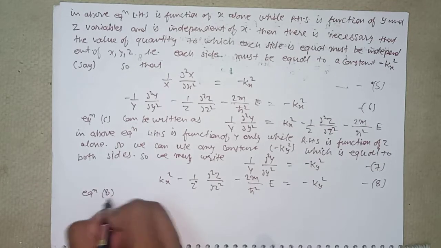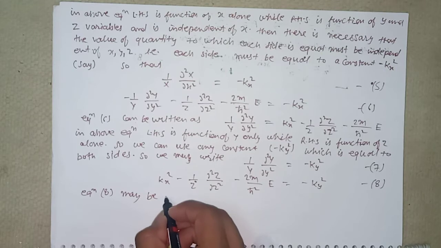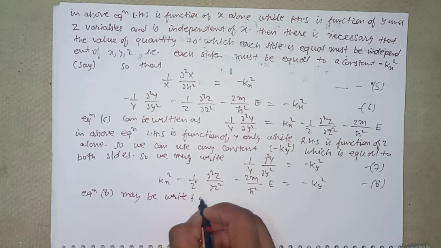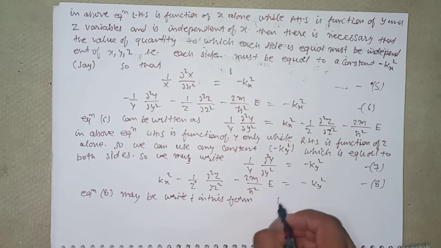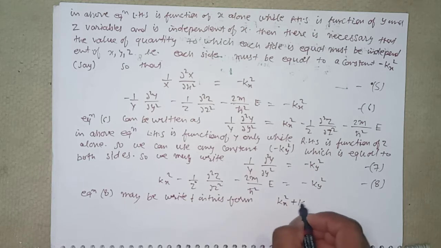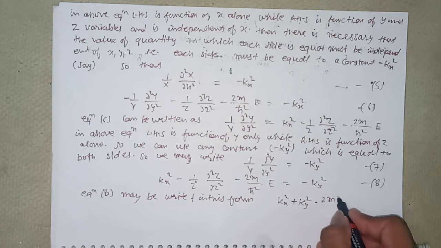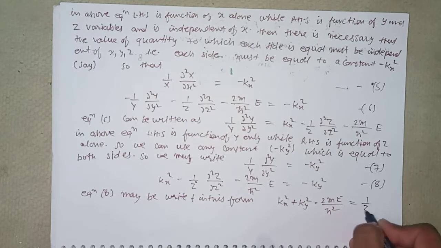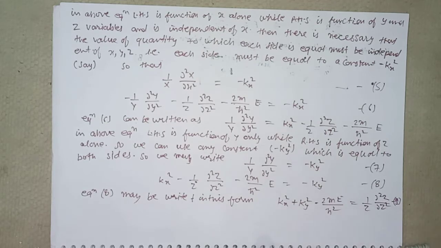Equation 8 may be written in this form: kx square plus ky square minus 2me over h cut square is equal to 1 by z del 2z over del z square. Equation number 9.